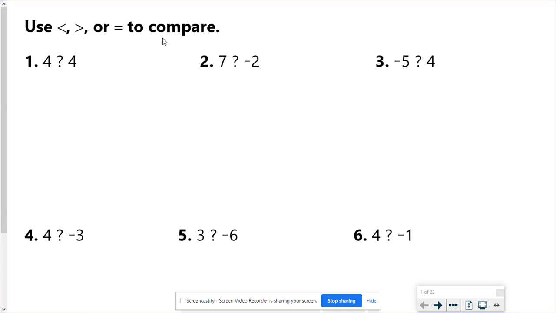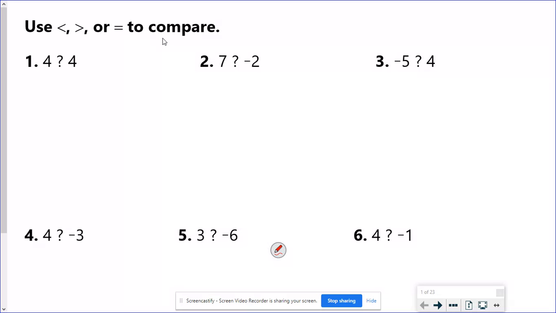Hello again, algebra students. We're starting our second chapter in algebra, which is about inequalities. Our whole first chapter was about equations, things that are equal. So those will be equalities. These are all inequalities. So we're comparing things.